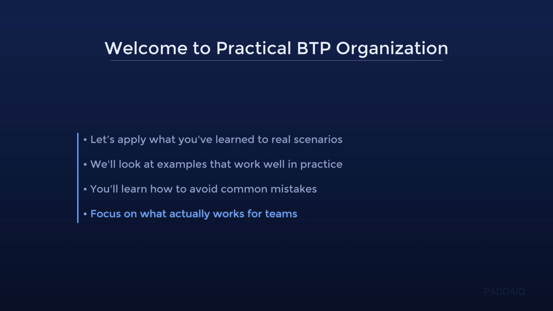Focus on what actually works for teams. This means prioritizing tools and processes that help teams collaborate efficiently and deliver results faster, not just using every available feature. For example, using SAP Build Apps for quick prototyping instead of complex custom development. This practical approach ensures your team stays productive and projects move forward smoothly.